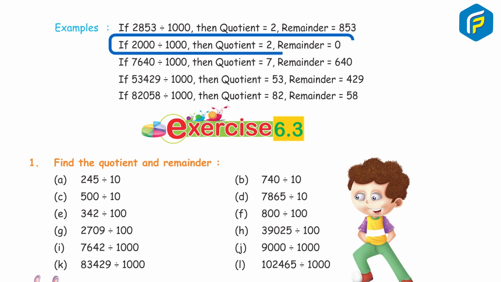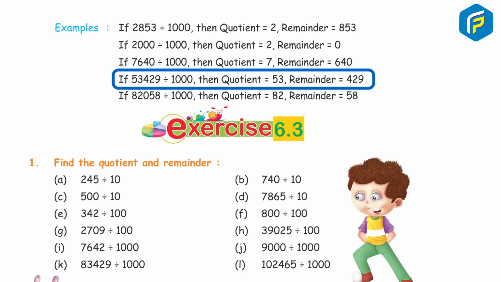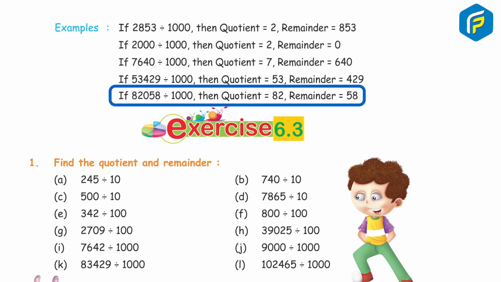If 2000 divided by 1000, then quotient 2, remainder 0. If 7640 divided by 1000, then quotient 7, remainder 640. If 53429 divided by 1000, then quotient 53, remainder 429. If 82058 divided by 1000, then quotient 82, remainder 58.